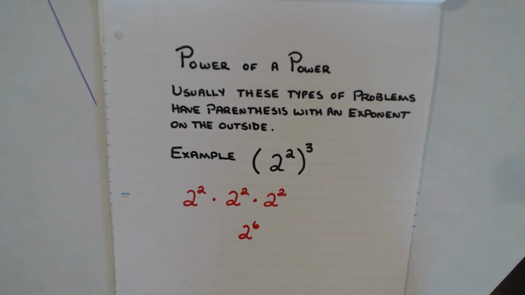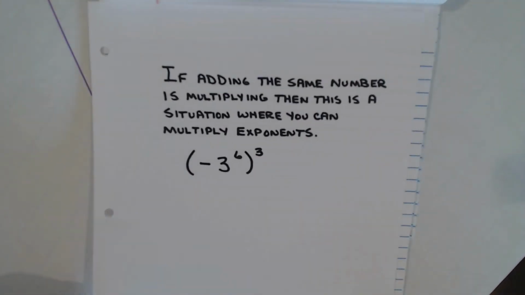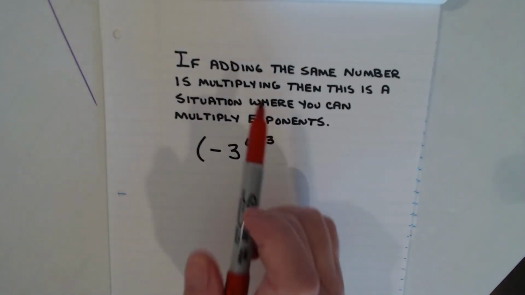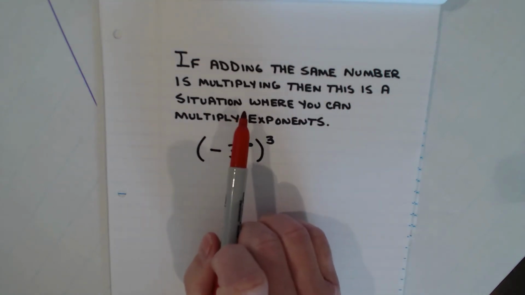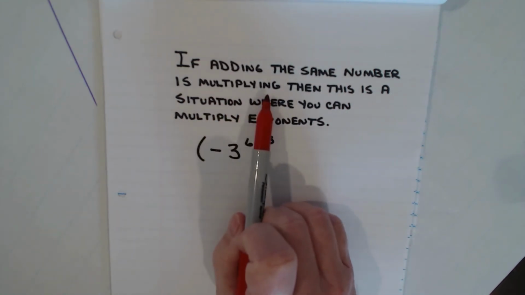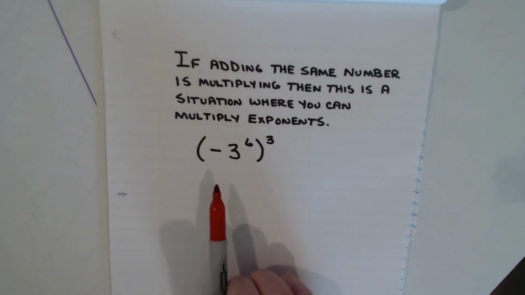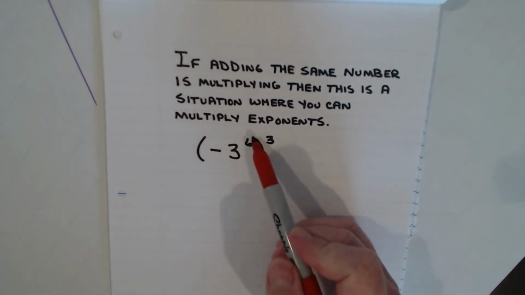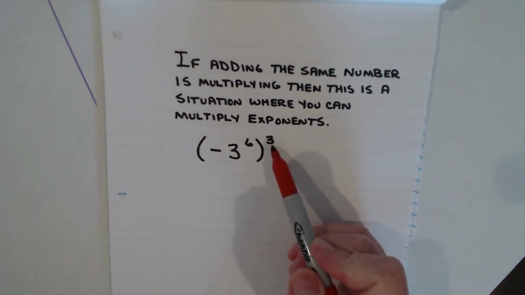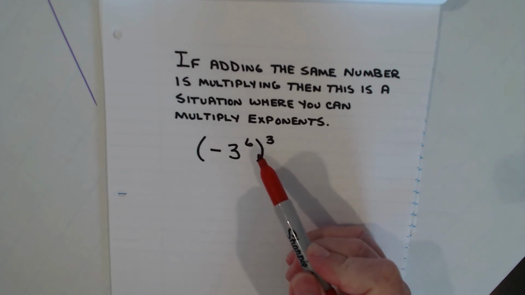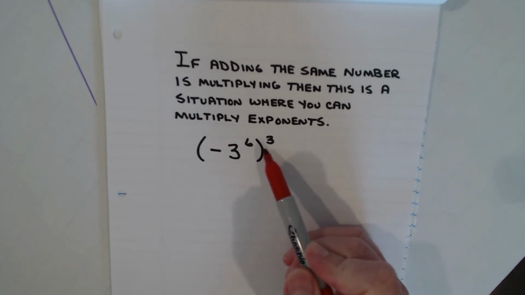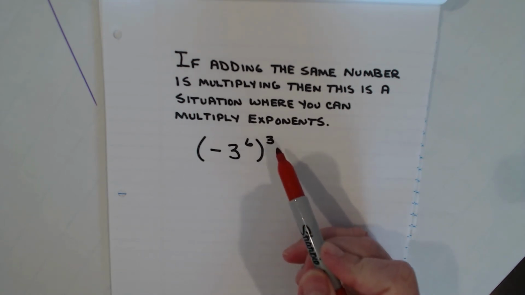Now, hopefully, instead of me doing this a bunch of times, people finally realize after a while what's happening is this. If you're adding the same number over and over and over again, what you're really doing is multiplying. So in this situation where you have parentheses and an exponent on the outside of the parentheses, this is one of the few situations where you can actually multiply these exponents together. And that's what we're going to do.